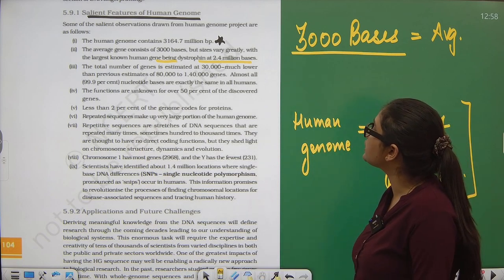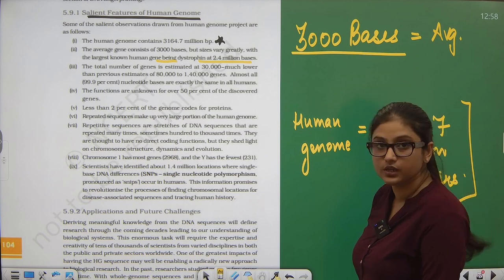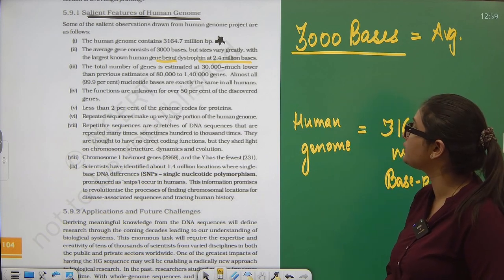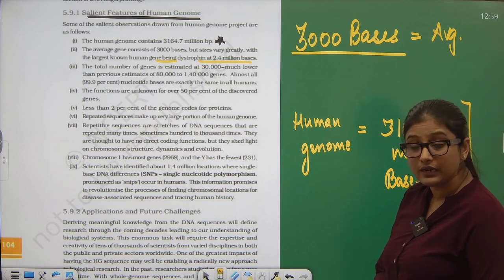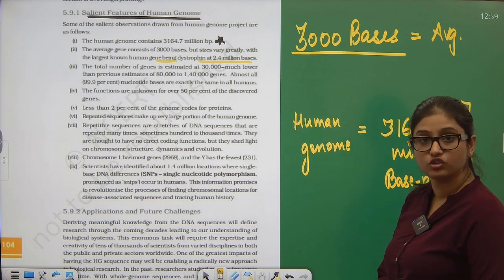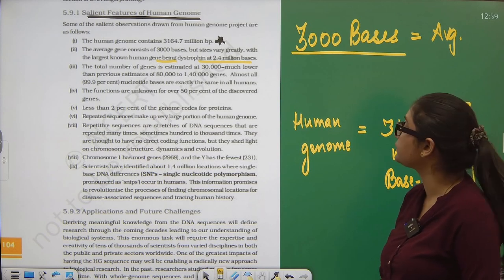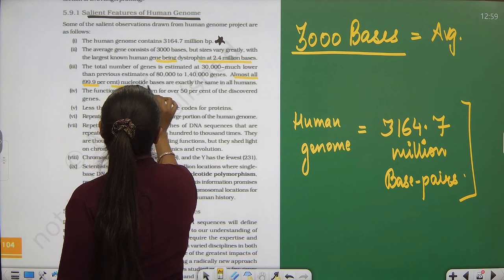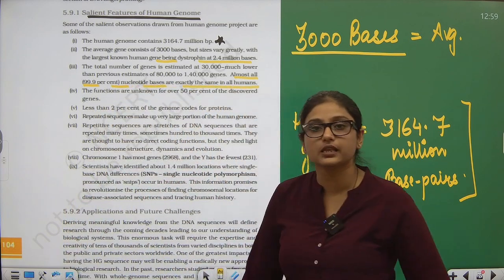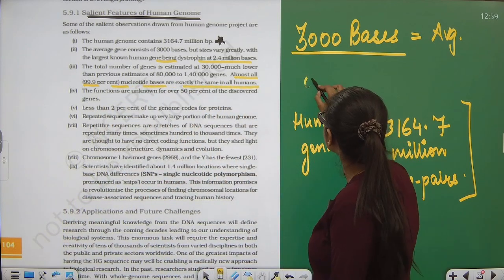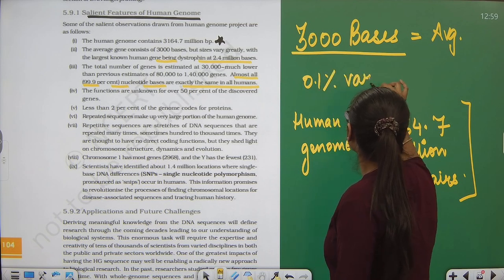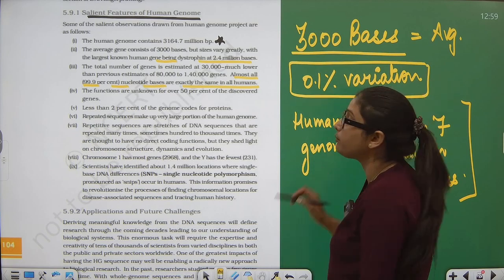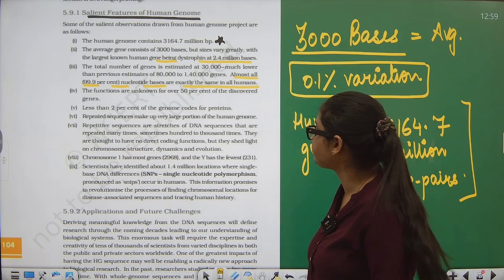The total number of genes is estimated at 30,000, much lower than the previous estimates of 80,000 to 1,40,000 genes. The total number of genes present in our human genome accounts to around 30,000. Almost 99.9% of nucleotide bases are exactly the same in all humans. There is only 0.1% variation, due to which we all look different.